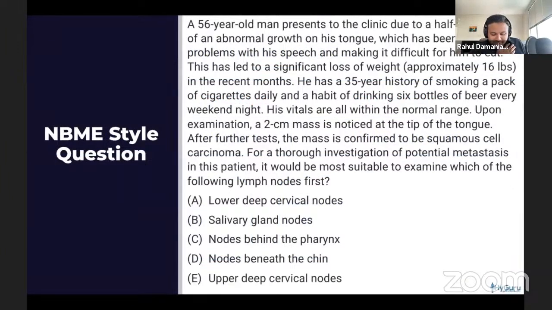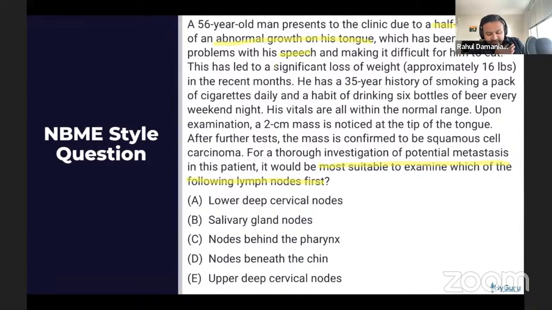All right, here's our next question. For a thorough investigation of potential metastasis in this patient, it would be most suitable to examine which of the following lymph nodes first. A 56-year-old man presents to the clinic due to a half-year history of an abnormal growth on his tongue, which has been causing problems with his speech and making it difficult for him to eat.